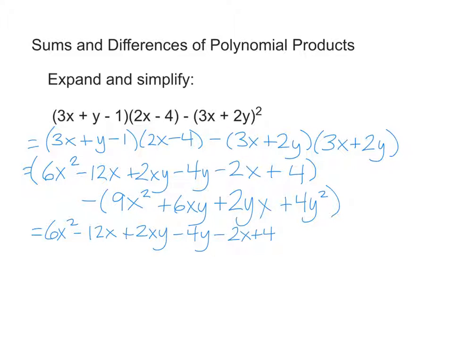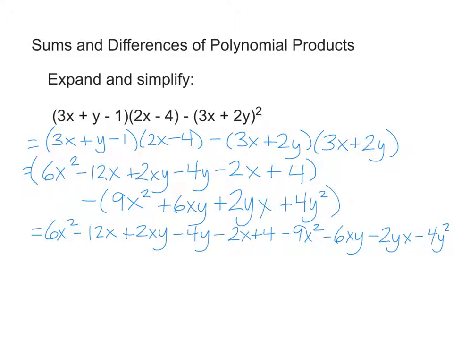But the second one, because it has a negative in front of it, what happens to these terms inside? They all switch signs, right? They're all positive right now, so they're all going to be negative. Negative 9x squared, negative 6xy, negative 2yx, negative 4y squared. Wow, there's everything. That's a lot of terms. What do we need to do next? Anybody know? Start combining like terms, right? Simplify by combining like terms.